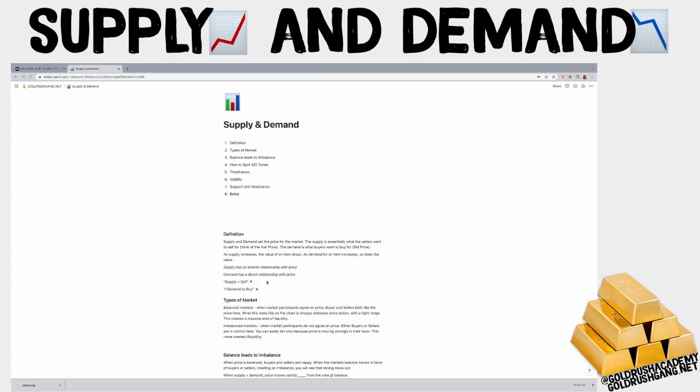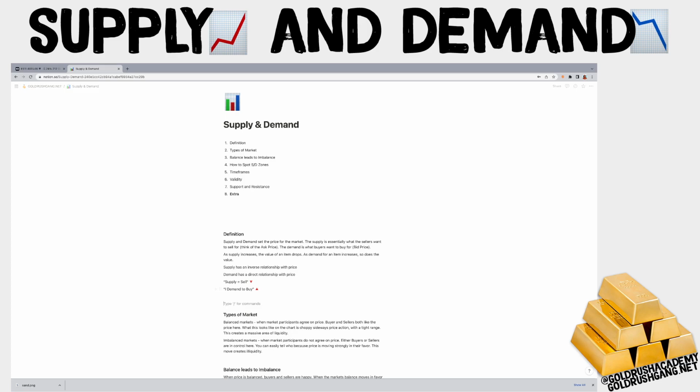All right, so this part here is very important. Supply equals sell. So when price reaches a supply zone, it's going to go down, right? When price reaches a demand zone, it's going to go up, right? So that's that. If anybody has any questions on this first part, the definition part, go ahead and shoot right now. Otherwise, we're gonna move on to the next section.